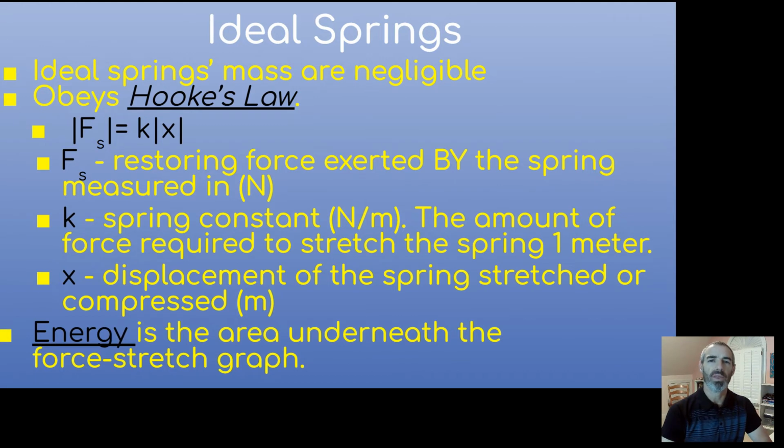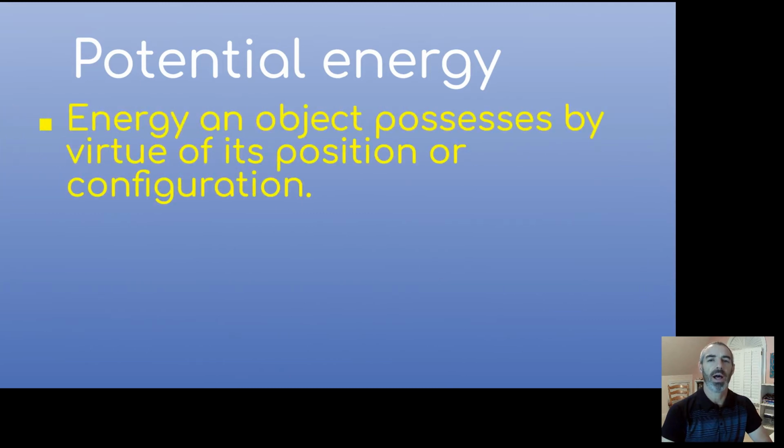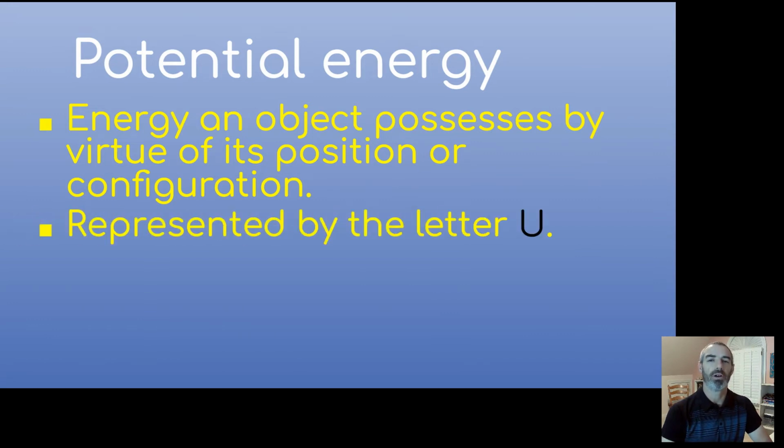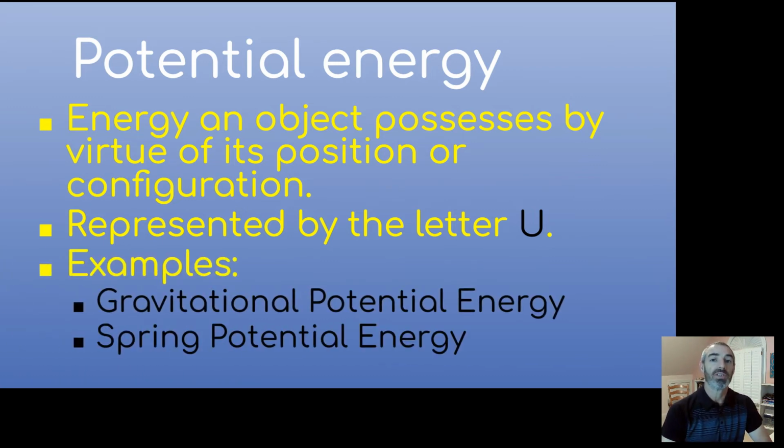So let's look a little bit more at energy. So we have potential energy. Potential energy is the energy that an object possesses by virtue of its position, meaning where it is, or configuration. So a spring being stretched or compressed would be a configuration. It's represented by the capital letter U. Not quite sure why U is used. The best I could find is that it was written in a paper around the turn of the century, the 1900s. So that's why we use U. Some examples are gravitational potential energy and stored spring energy.